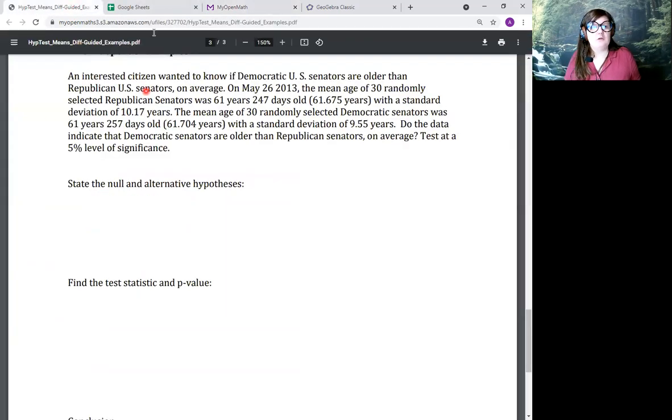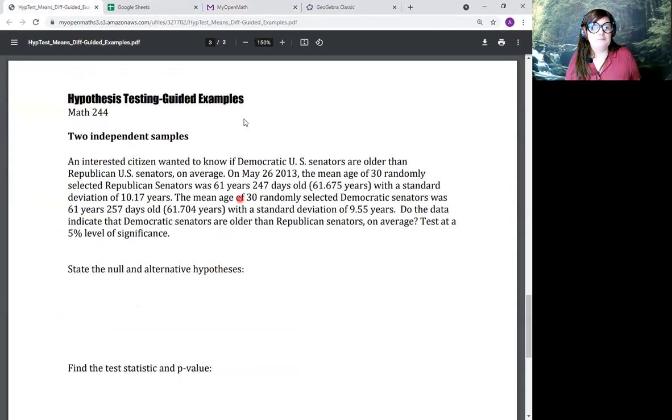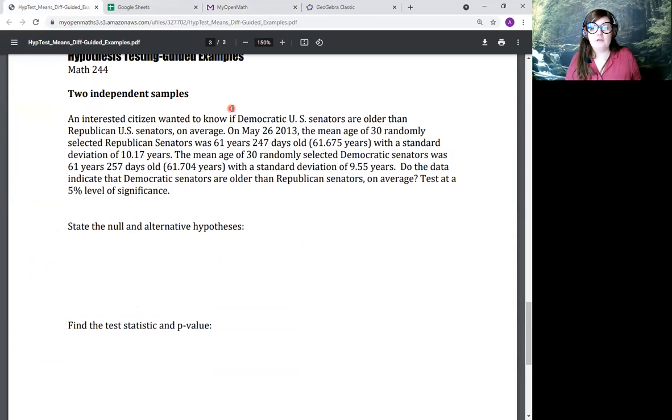What I'm going to do now is go to our guided examples, and I scrolled down to the last one, the two independent samples. So this is our difference of two population means. So this is a mu1 minus a mu2. We're going to take a look. What is the question that we're asking?